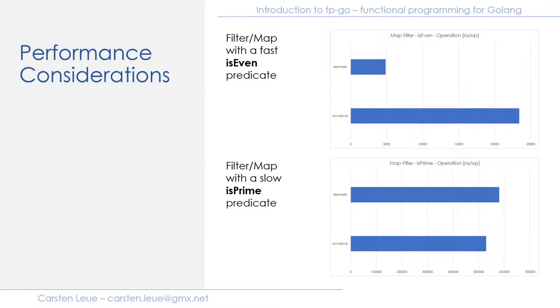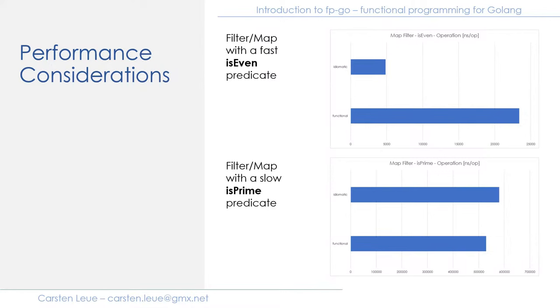In case we have more complex operations, it turns out that the fact that the FPGo library returns higher order functions can have a negative side effect on performance if you measure performance on the micro scale. So if the actual operation that implements your business logic is extremely fast, then there can be an overhead of composing functions using FPGo. And as an example, I have here at the top a map and filter operation. The sample code is actually in the open source project for this, with a filter predicate that is very fast, just an isEven operation.